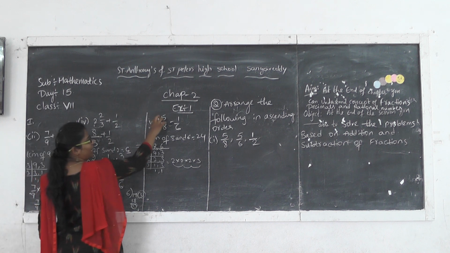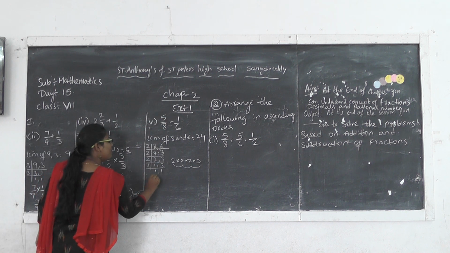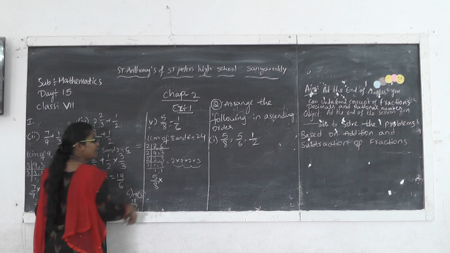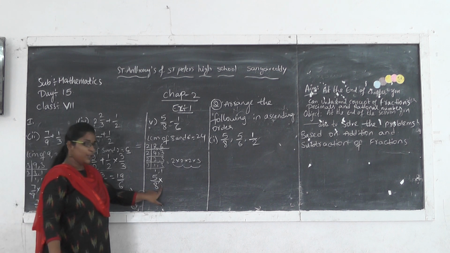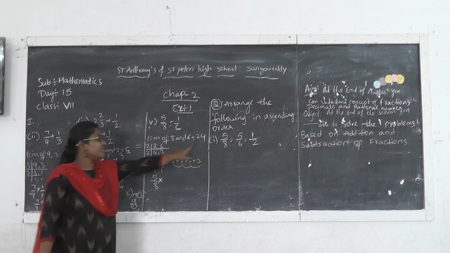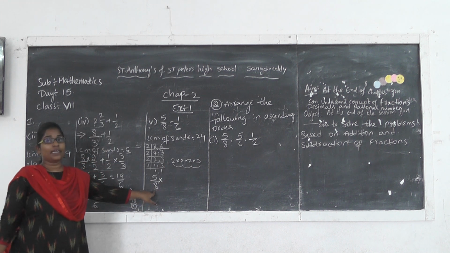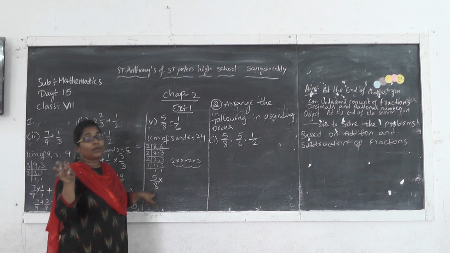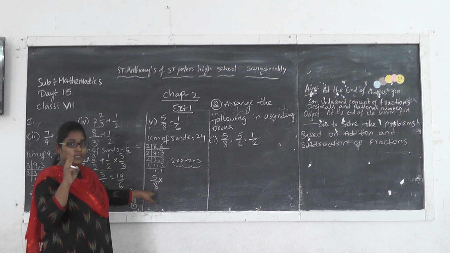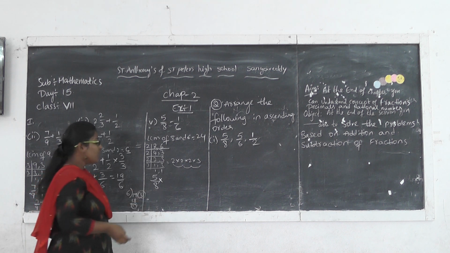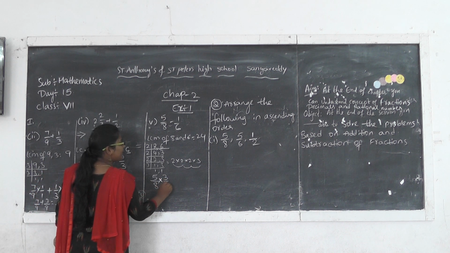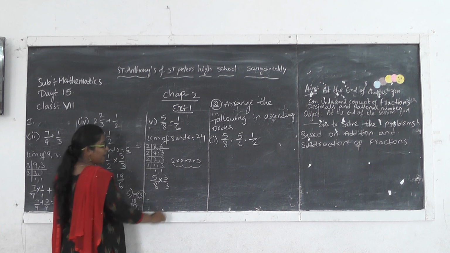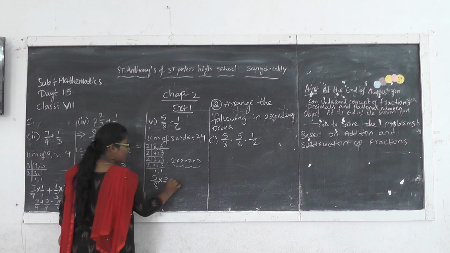Now, first step: take 5 by 8 into. What is the LCM? 24. What is the denominator? 8. In the 8 table, 24 comes 3 times. 8 3s are 24, right? So we have to multiply both numerator and denominator with 3 by 3. Here the sign is minus, so minus.